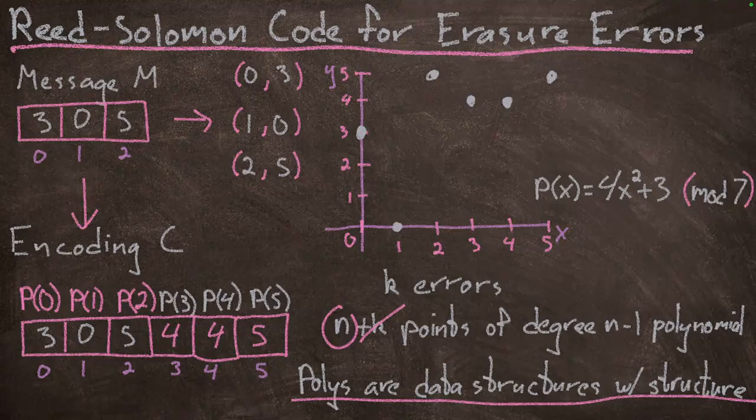How do we know what k is? That's part of, you have to set it. You have to say, I want to handle this many errors. So it's part of a protocol. It's kind of the specs you set up.